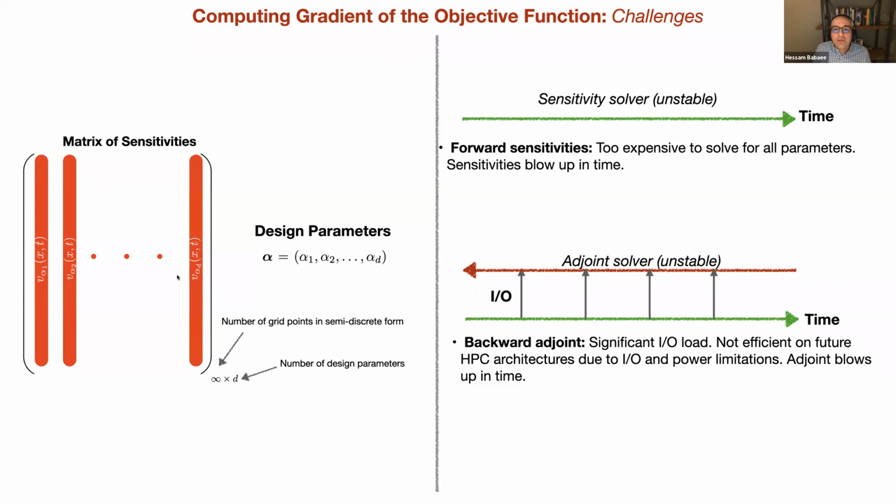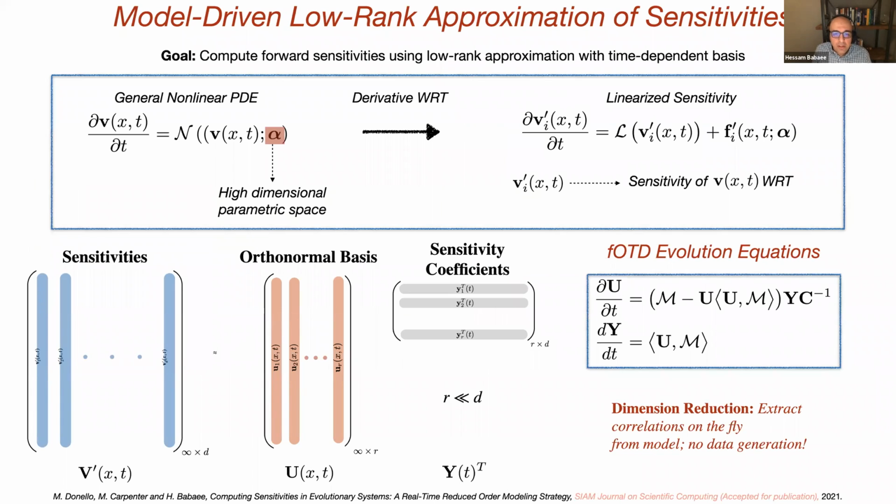So the idea is to use the instantaneous correlations between these sensitivities and solve this system forward in time in this reduced format. This is schematic. There's a little bit of a difference between this and what I showed for the reactive flow problem. So this is your nonlinear equation, and this could be all the number of design parameters you're interested to compute the sensitivity of this system with respect to.